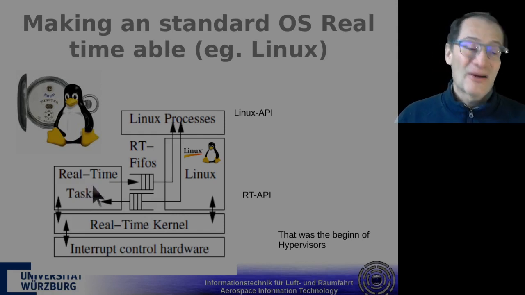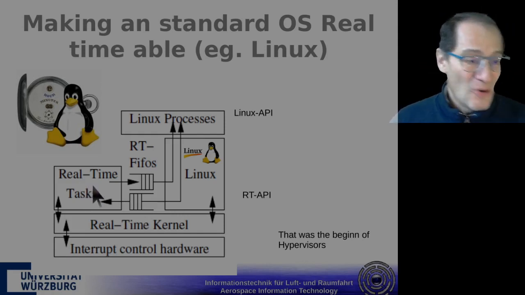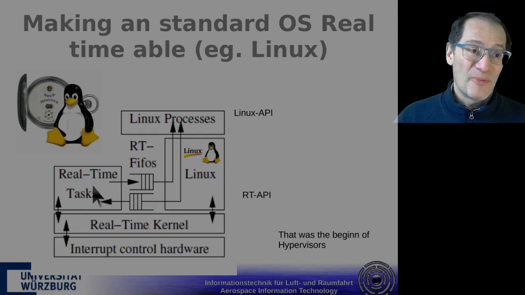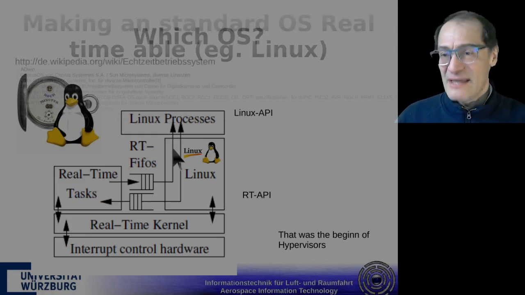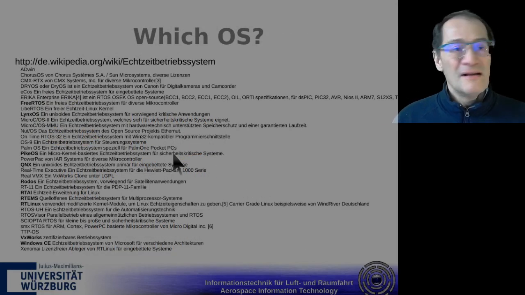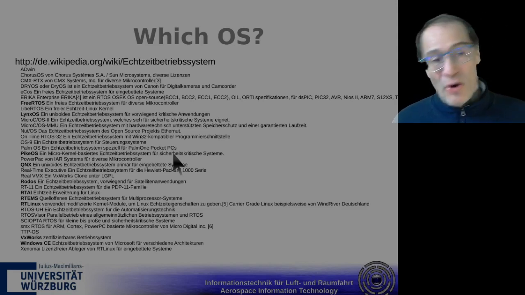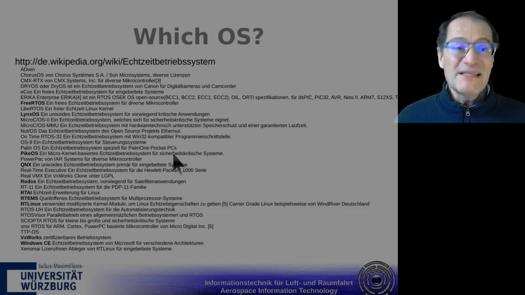And this is a combination of a normal operating system and a real-time operating system. But as you can see, it's not a real combination. They are two things running together on the same computer. Okay, now we know we need a real-time operating system, and then which one shall we use?